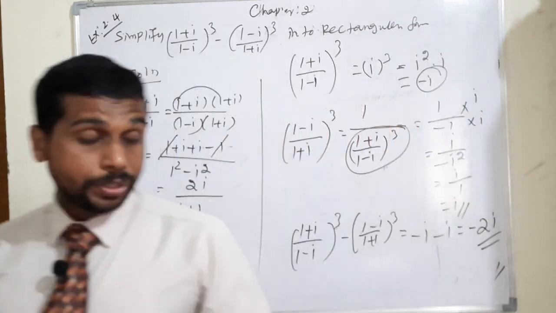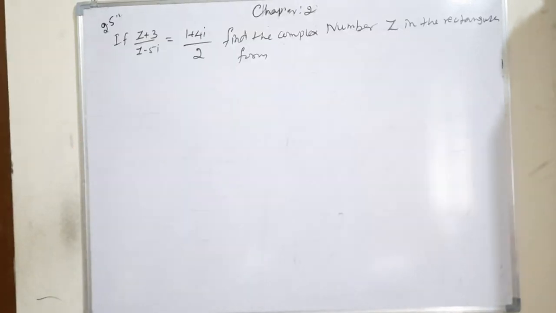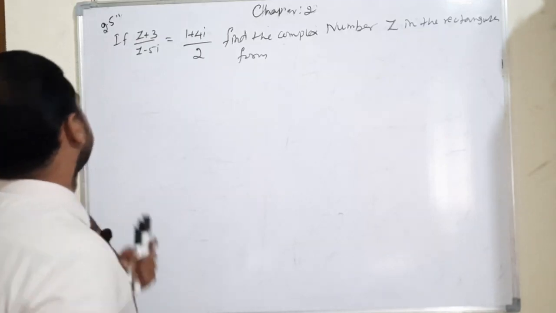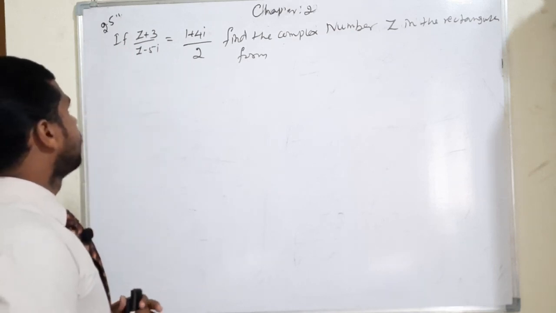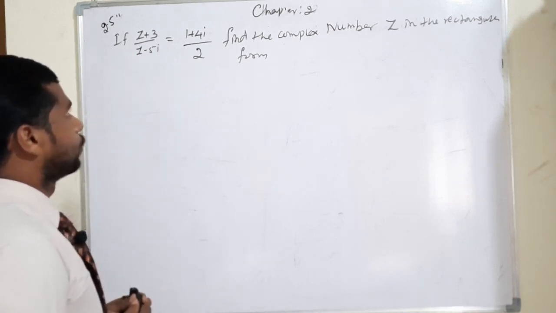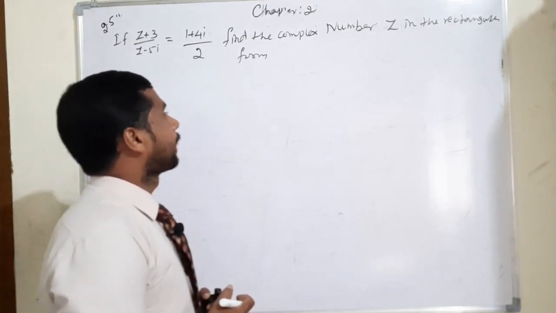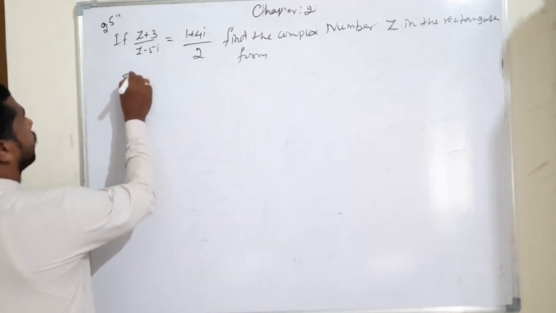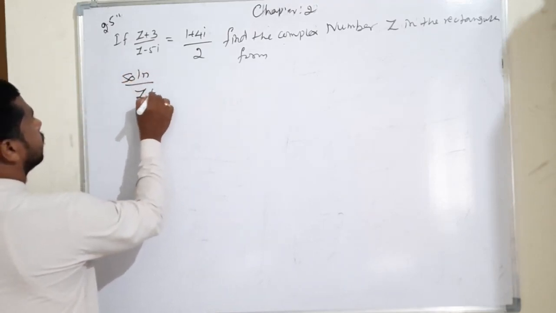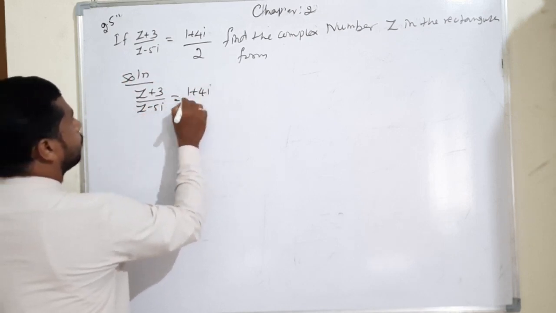Okay. I am moving to continue with example 2.5. If (z plus 3) by (z minus 5i) is equal to (1 plus 4i) by 2, find the complex number z in the rectangular form. So, first, the given condition: (z plus 3) by (z minus 5i) is equal to (1 plus 4i) by 2.